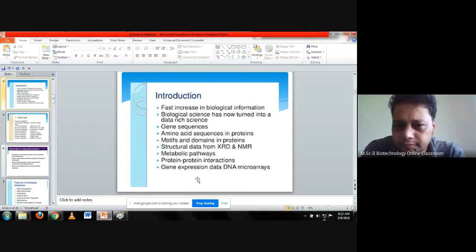Second is that biological science has now turned into a data rich science. Wherever there is a lot of data, you need to process it, retrieve whatever useful things you want from there, and conclude.